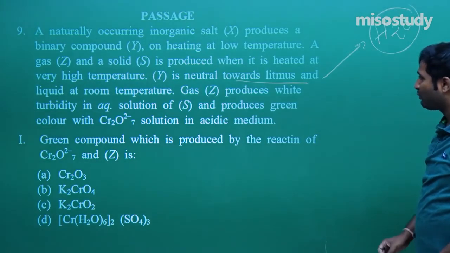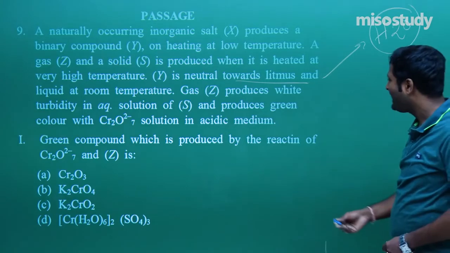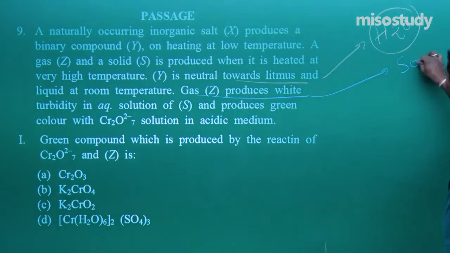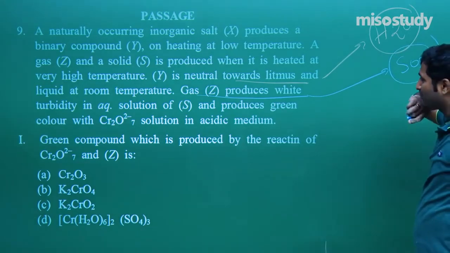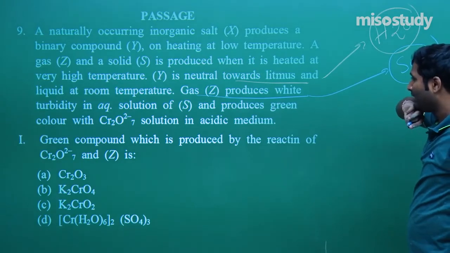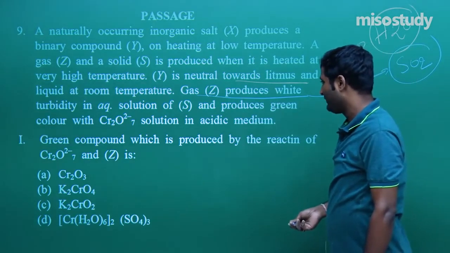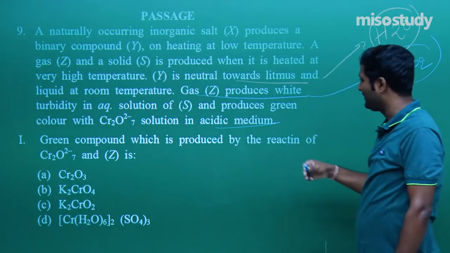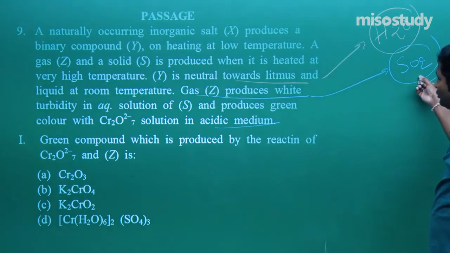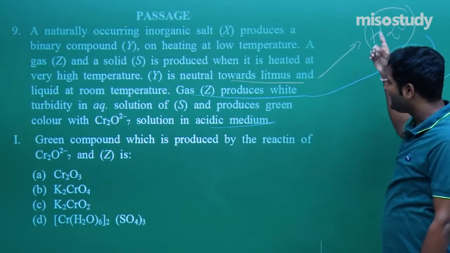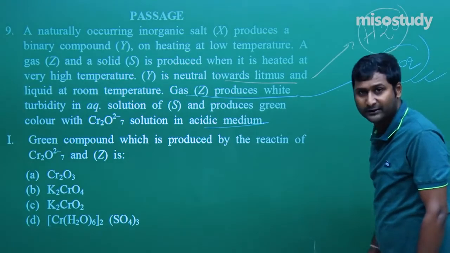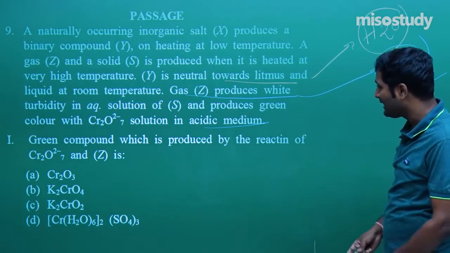Okay, gas Z produces white turbidity. White turbidity, then definitely the gas is sulfur dioxide. White turbidity in aqueous solution of S, and produces green color of Cr2O7 2- solution in acidic medium. Definitely the gas is SO2. So if Z is SO2 and Y is H2O, then definitely the compound is sulfate. And which sulfate is given here?